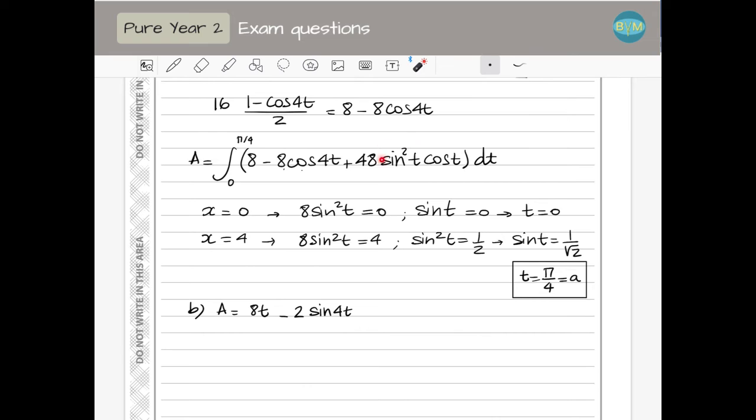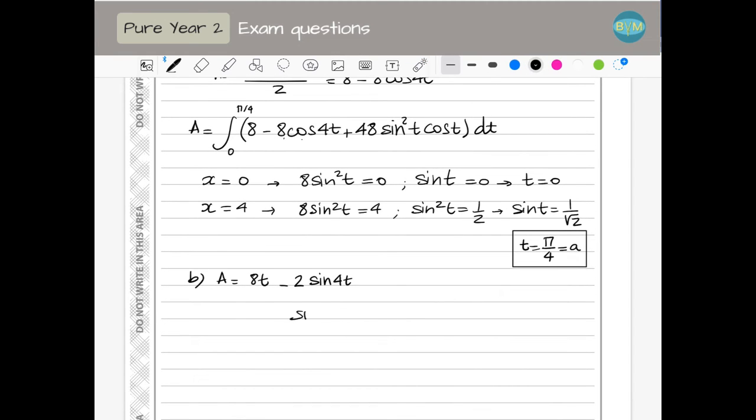And then this one, I have a square and the derivative of this one. If I have sine cubed of t and I derivate, I have 3 sine squared t cos t, which is what I have here, just adjusting the coefficient. So if I do 48 divided by 3, I have 16. So I have plus 16 sine cubed t. Because when I derivate that, I have 3 times 16, 48 sine squared cos. So this is my whole integral.